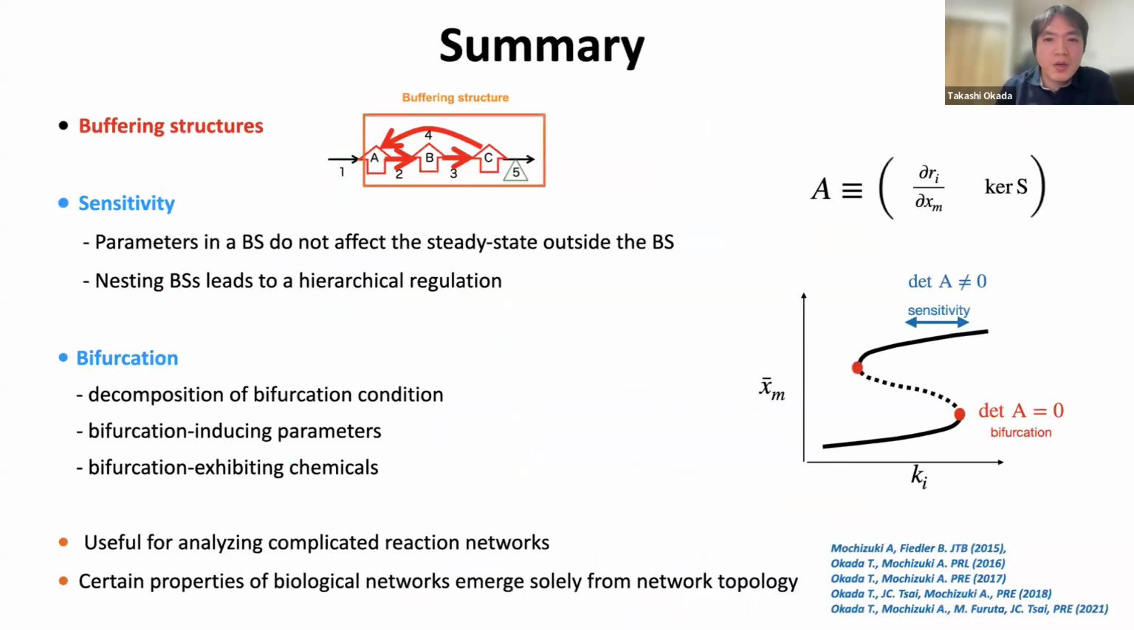Okay. So let me summarize my talk. Today I explained the two roles of buffering structures. The first one is the localizing property of sensitivity, and the second one is the localizing property of bifurcating behavior. And these structural methods are useful for analyzing complicated networks, and also suggest that certain properties in biological networks may emerge solely from network topology.